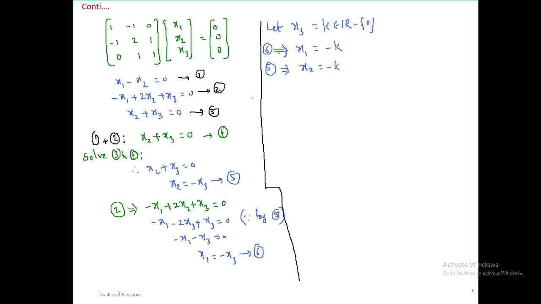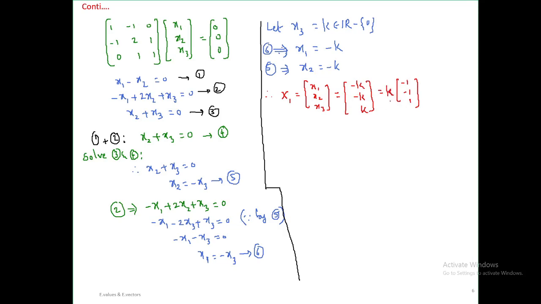So the solution is: let us call this eigenvector x1, with components x1, x2, x3. This is the first eigenvector for the first eigenvalue 0. x1 is minus k, x2 is also minus k, and x3 is k. If you take k out, we get minus 1, 1, 1. So this is the eigenvector with respect to the eigenvalue 0.